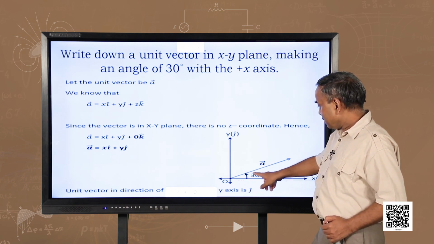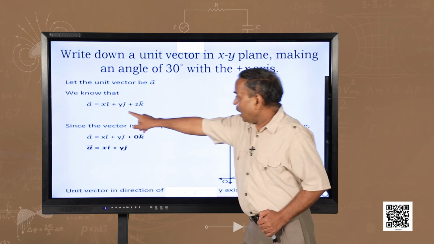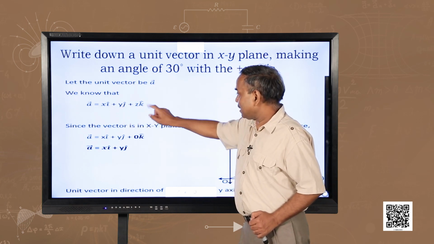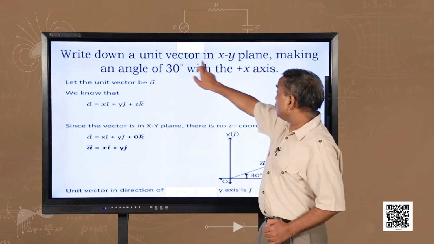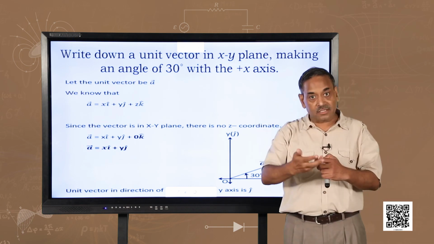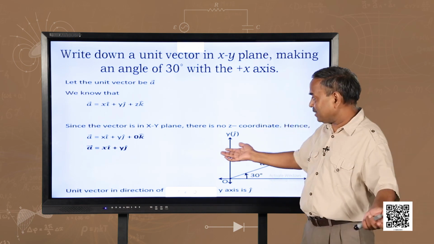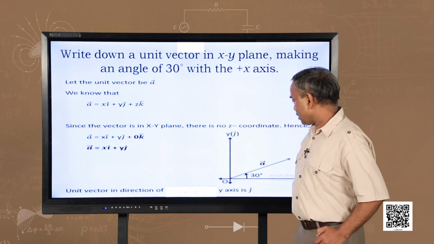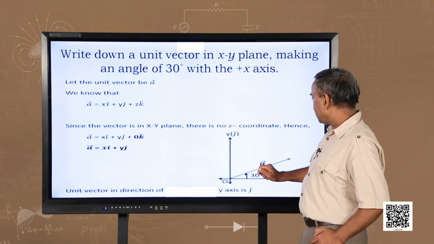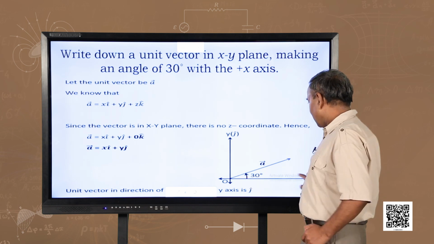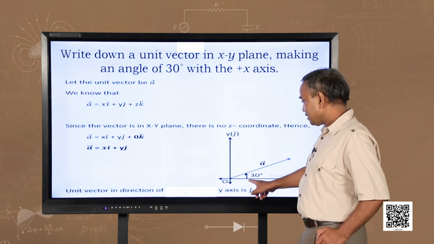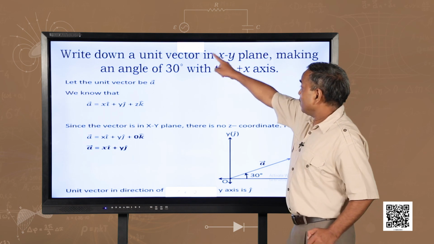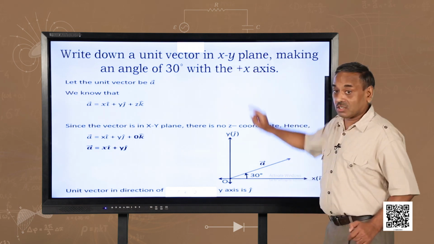This is vector A, this is angle 30. Now, we have A equal to x i plus y j plus z k. Now, we know we have to do it in the x-y plane, so z is equal to 0. So, I can write x i plus y j plus 0 k. So, I can draw this line diagram like this, having x-y axis and a 30 degree angle. So, this will give me a unit vector for this question.